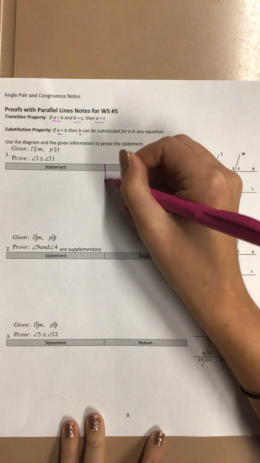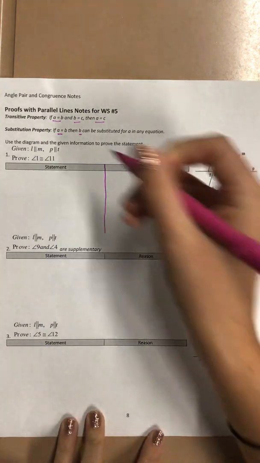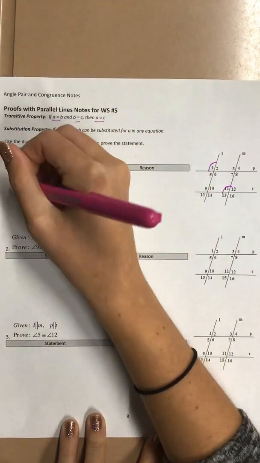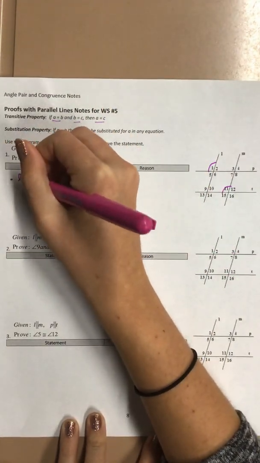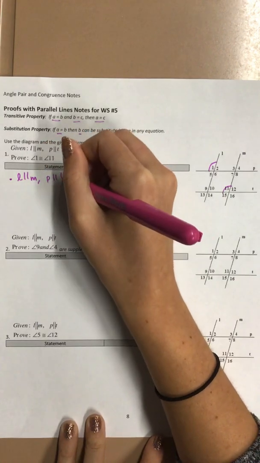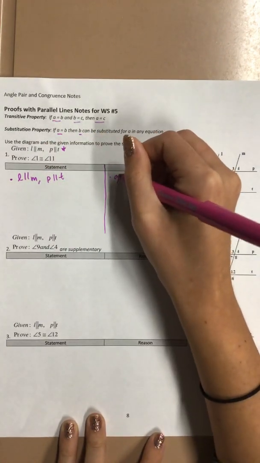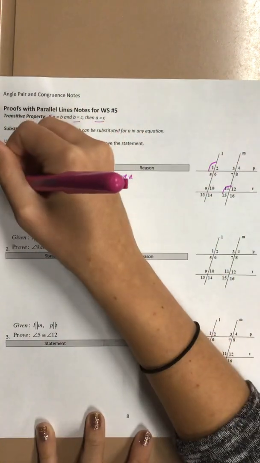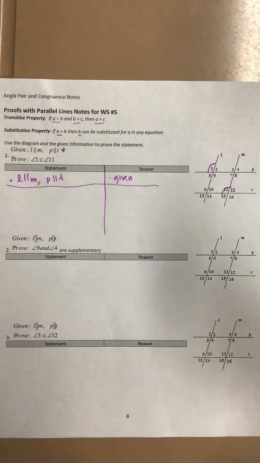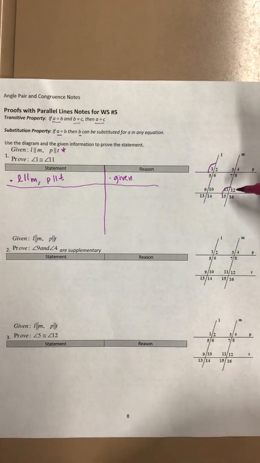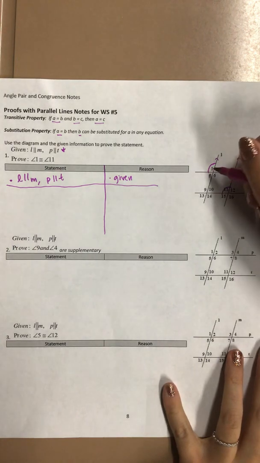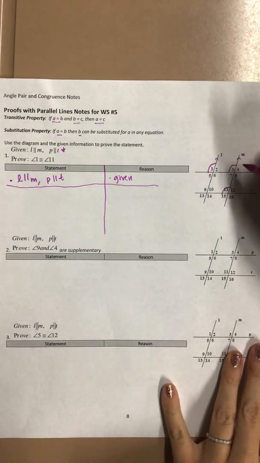The way that we always start a proof is we do the given. So our given is right here. So we say line L is parallel to M and P is parallel to T, and that's our given. And I make it look a little bit more like a table because it's easier to see then. And then I'm going to try and get to angle 11. Well, I know that these lines are parallel, so I can go from 1 to 3.